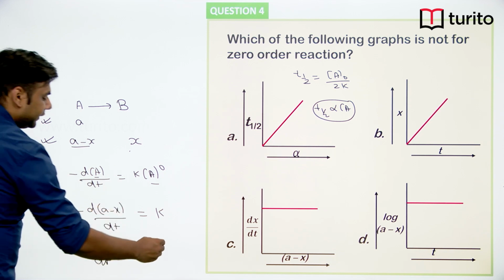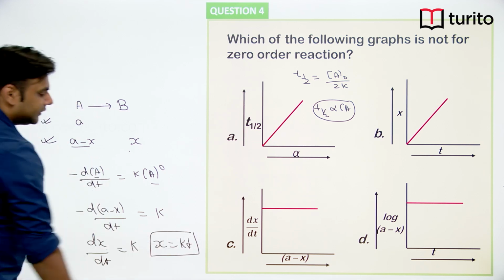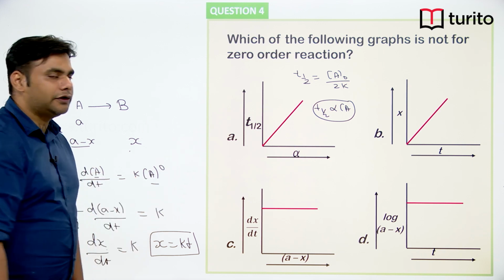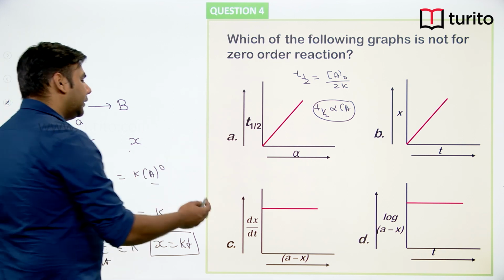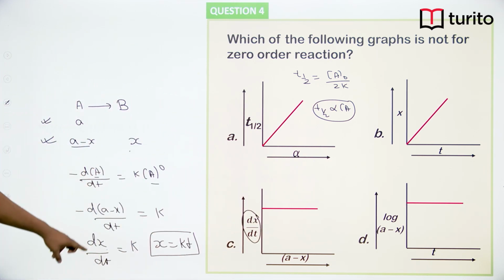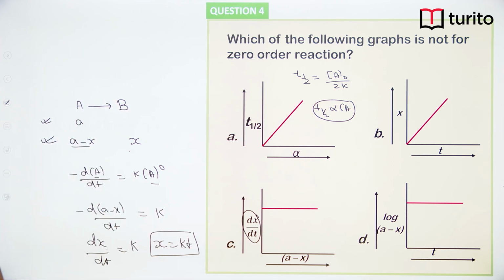When you integrate this, this will become x equals kt. So x is again directly proportional to t, slope is k. So again the second graph is also correct. Look at the third graph. The third graph is basically dx by dt, which is also the rate. So that is again constant with respect to concentration.